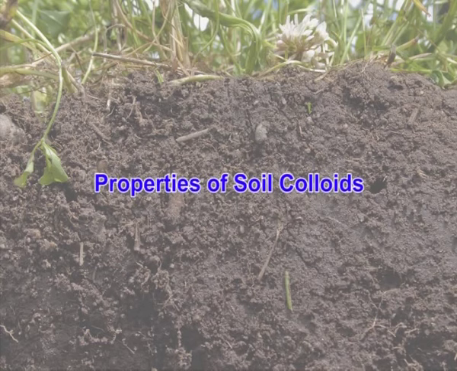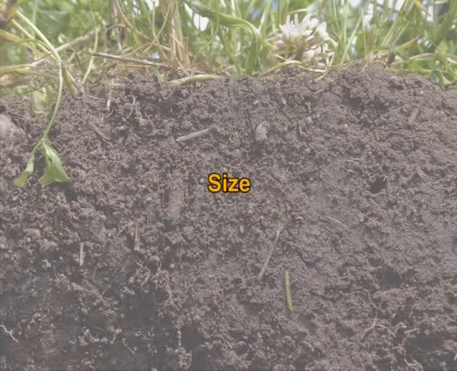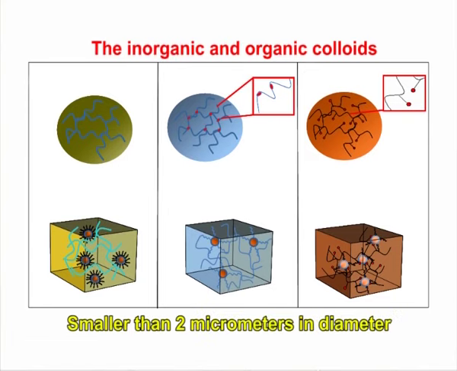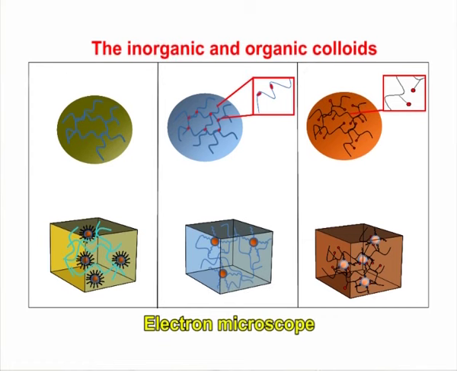Properties of soil colloids. Size. The inorganic and organic colloids are extremely small, smaller than 2 micrometers in diameter. These particles can be seen only with an electron microscope.